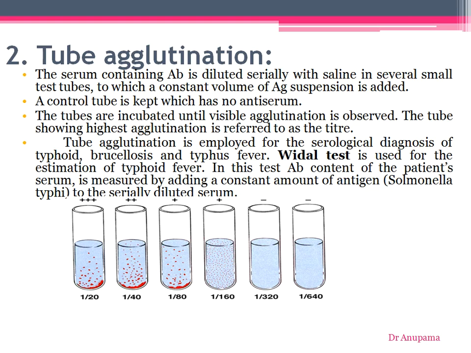Next you also have tube agglutination tests. The serum containing antibodies is diluted with saline in a serial way, and then it's added to several test tubes which have a constant volume of antigen suspension, and even a control tube is kept. The tubes are incubated until some visible precipitation or agglutination is seen, and the tube having the highest dilution with agglutination is referred to as the titer value. Tube agglutination is employed for serological diagnosis of typhoid, brucellosis and typhus fever.